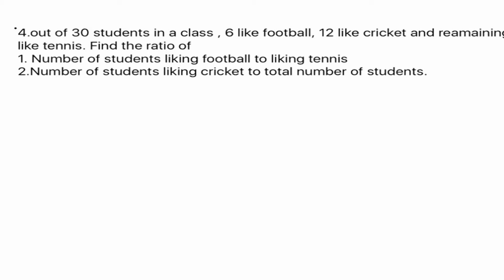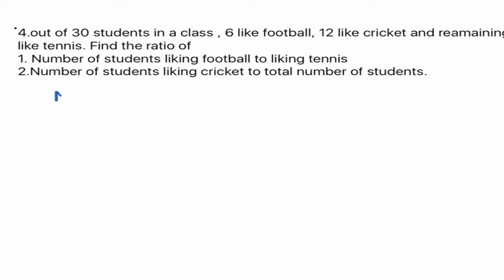Next question we have, in a class we have 30 students, out of them 6 like football, 12 like cricket, and the remaining like tennis. And in this we have to find out two ratios. The first ratio is the number of students who like football to the number of students who like tennis. And the second is the ratio of the students who like cricket to the total number of students.